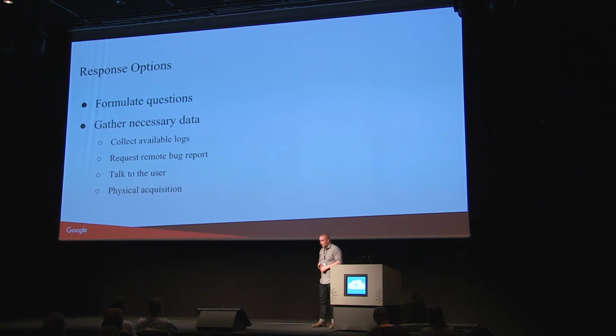You have the available logs on the device. You can, or you should have requested a remote bug report maybe before, and you're just pulling it. You might even talk to the user, depending on the case, and just ask them, was this intentional? Did you get tricked into it? What happened? And finally, you might even try to have some process in place where you can get physical possession of the phone to acquire data.